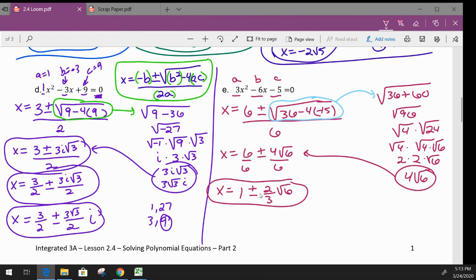We are not doing decimal values quite yet. We will do that when we get closer to graphing. For right now, we're just solving and we want exact values.